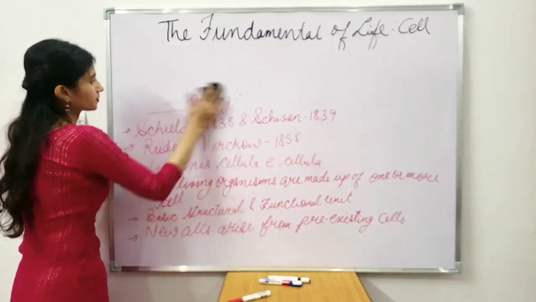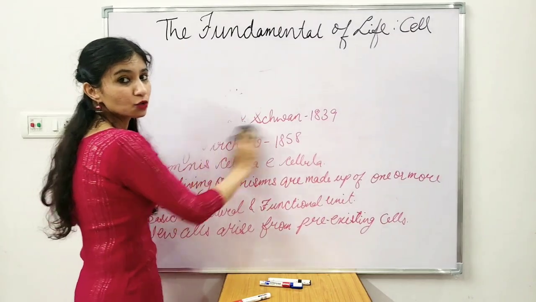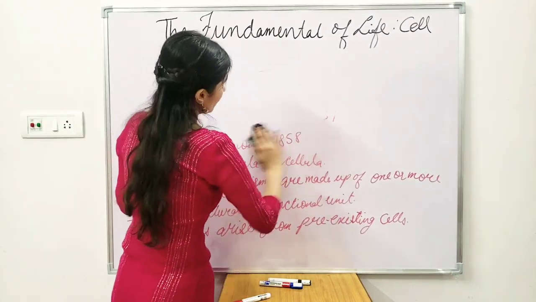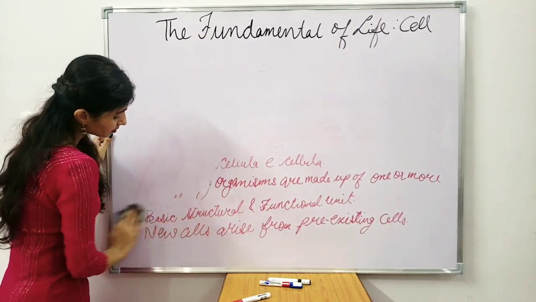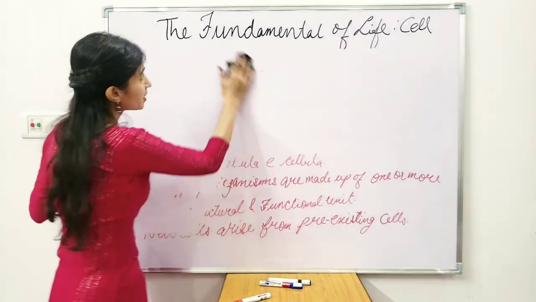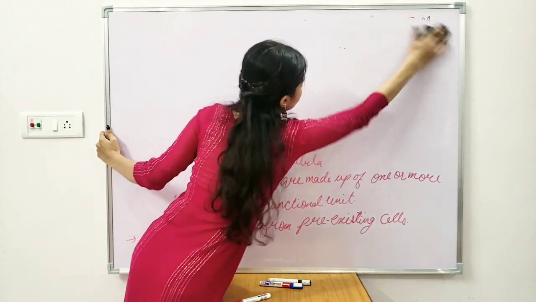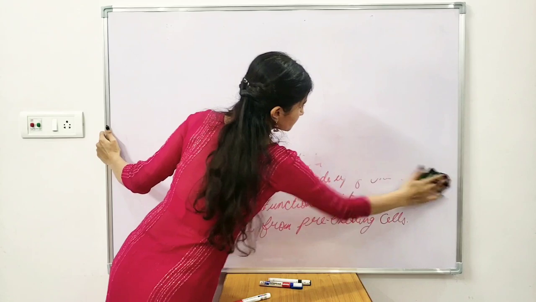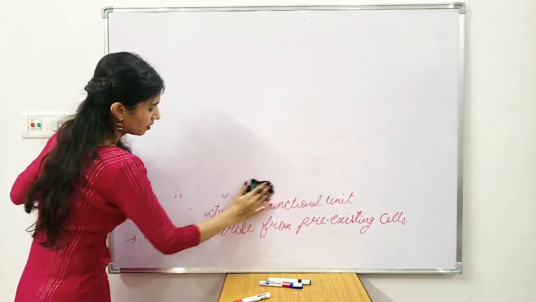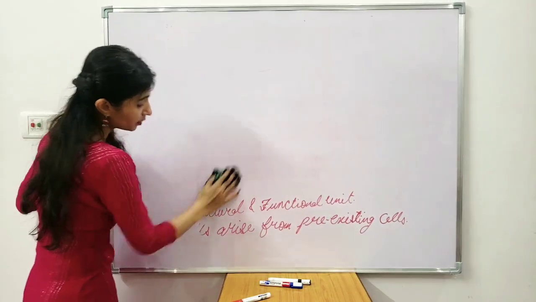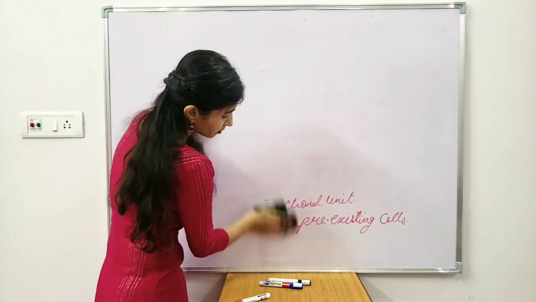Now, so far we have completed the two topics in the fundamentals of life. Now, coming to the third topic, that is the difference between unicellular and multicellular organisms. What are unicellular and multicellular organisms? Unicellular, any idea? I hope you might have. So, we'll discuss that now.